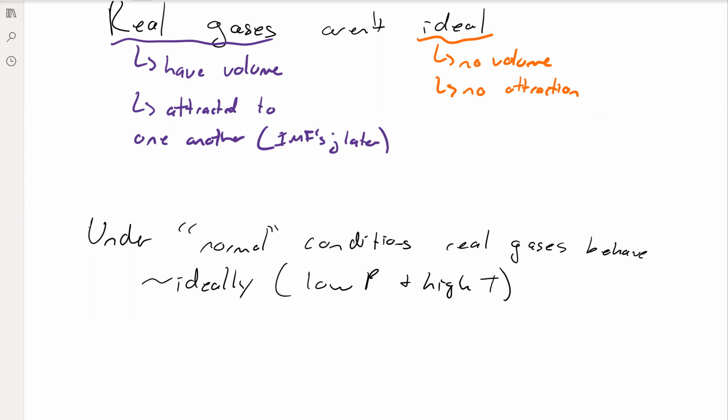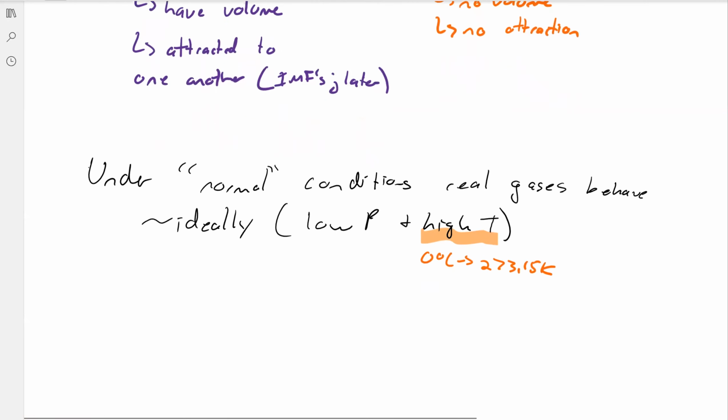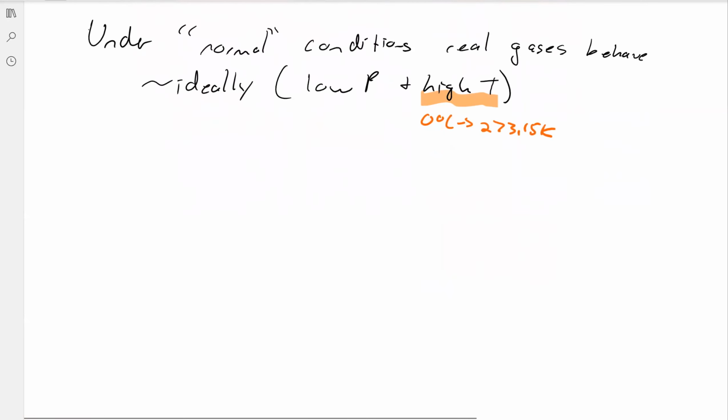High temperatures you might not think of as a kind of normal conditions, but if you think about 0 degrees Celsius, that's equal to 273.15 Kelvin. So even at 0 degrees Celsius, you are still at a relatively high temperature. So under normal conditions, gases will behave ideally. As we get away from normal conditions and get to more extreme conditions, the gases behave less and less ideally.